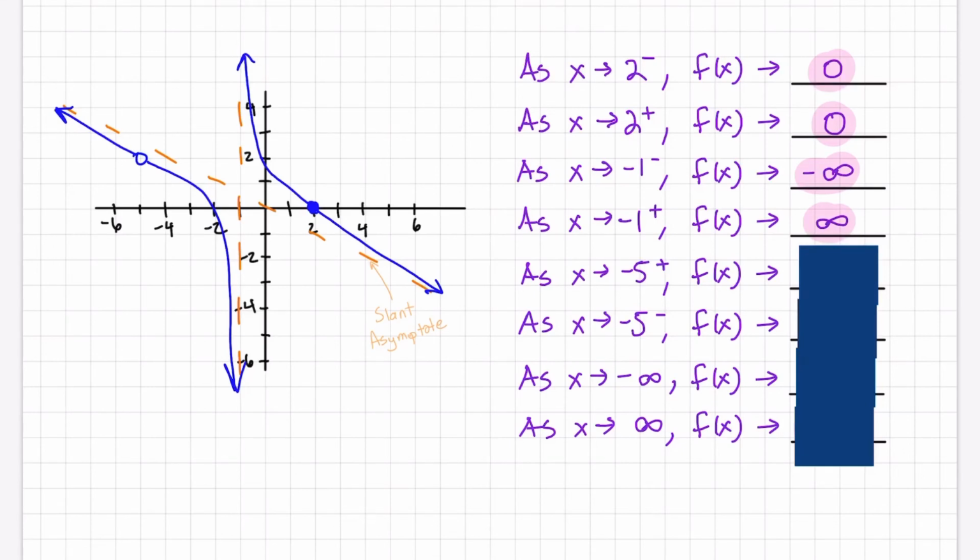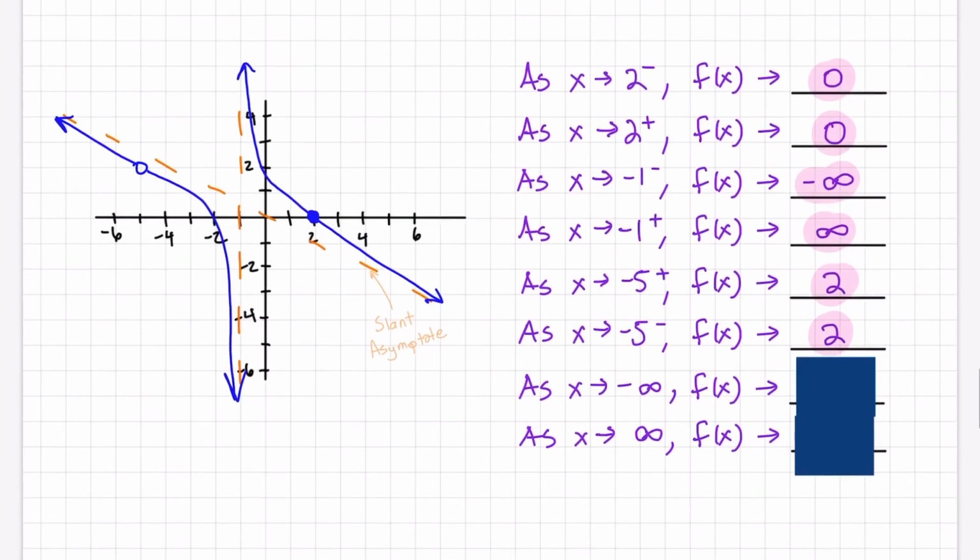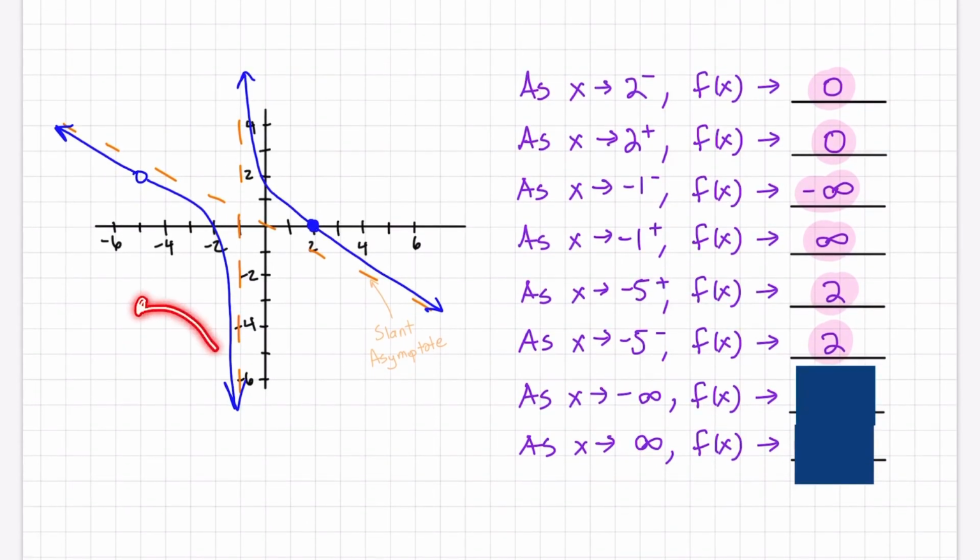All right, what about negative 5 from the right? Negative 5 from the right, it's getting closer and closer to 2. But then because this is a hole, and I approach from the left, it's also going to be 2. This is different than the previous one when they weren't touching. If I had a solid dot like this, and this wasn't here, then it would jump from one to the other. But because this is just what we call a hole, just a little empty spot in the graph, they're actually approaching the same value.